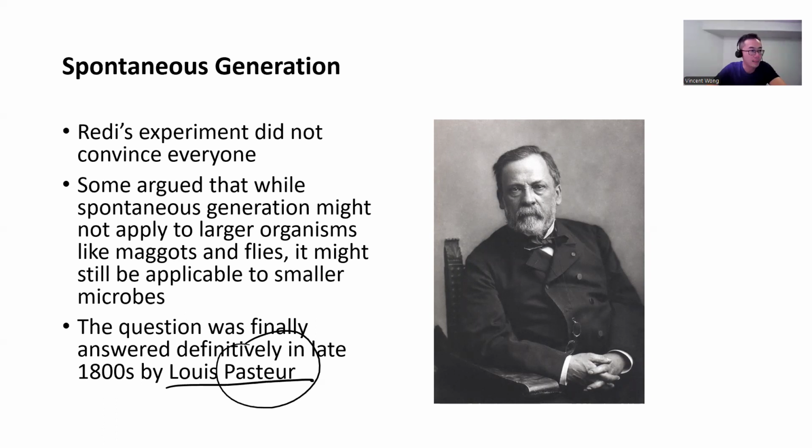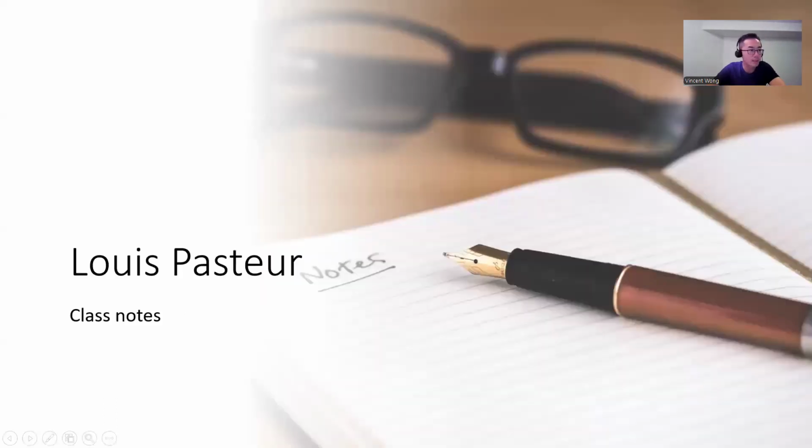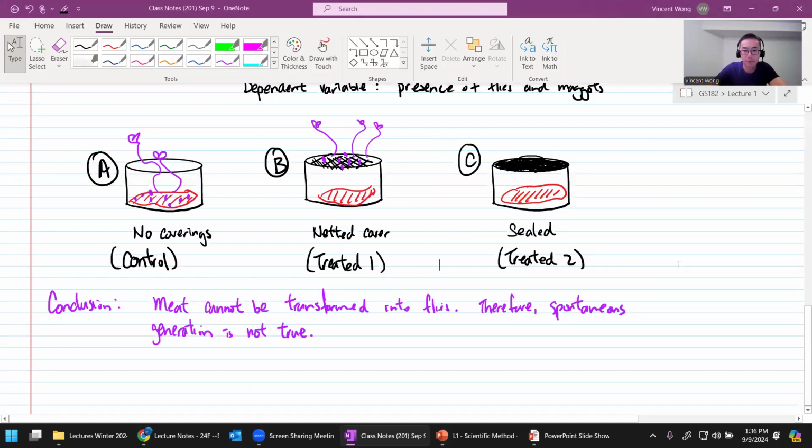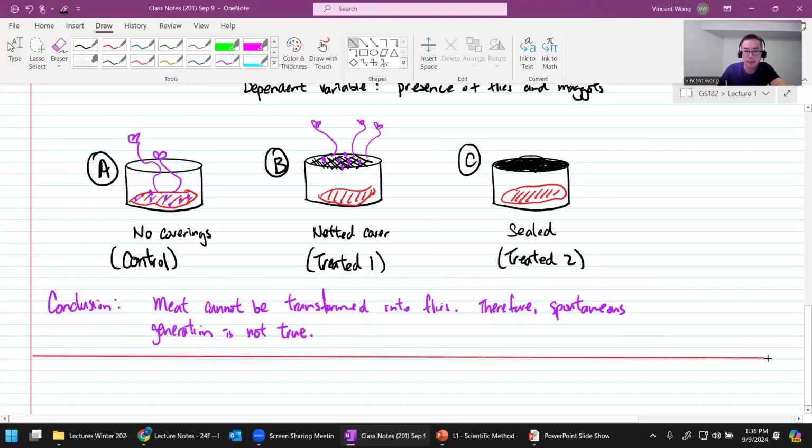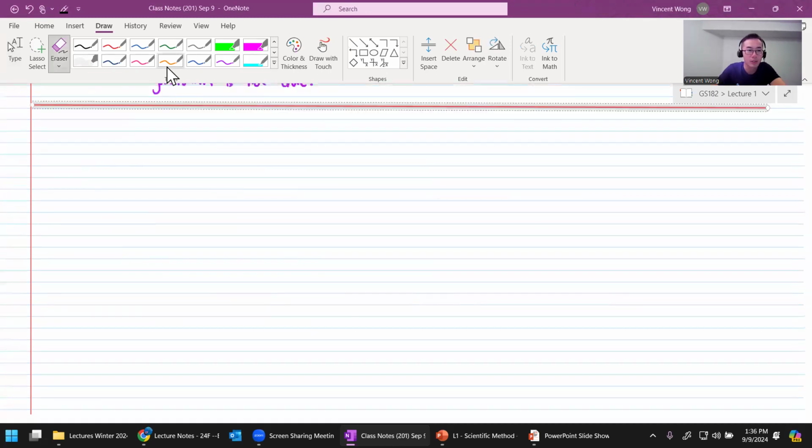Anyway, I am gonna quickly show you his experiment. It's pretty straightforward. I'll keep it short. All right, so more notes. This is Pasteur's experiment.